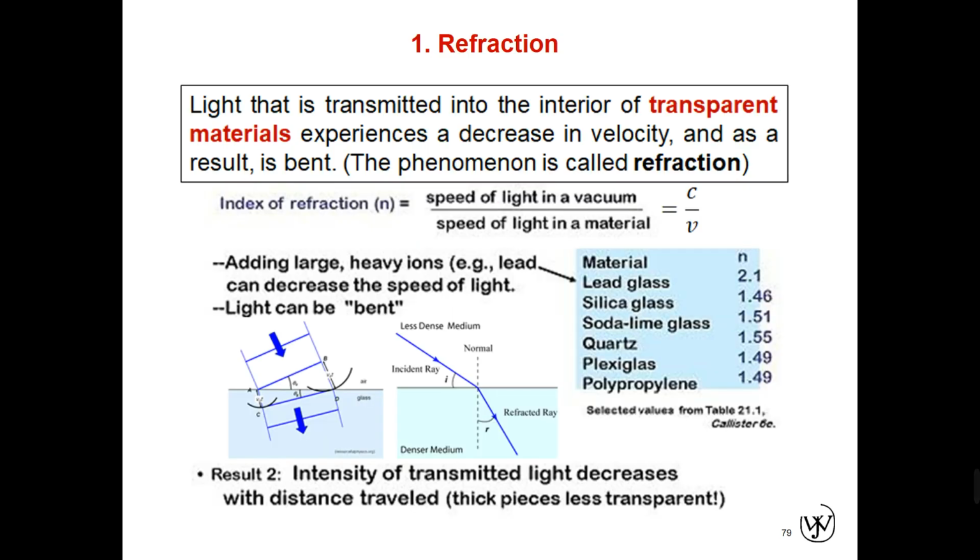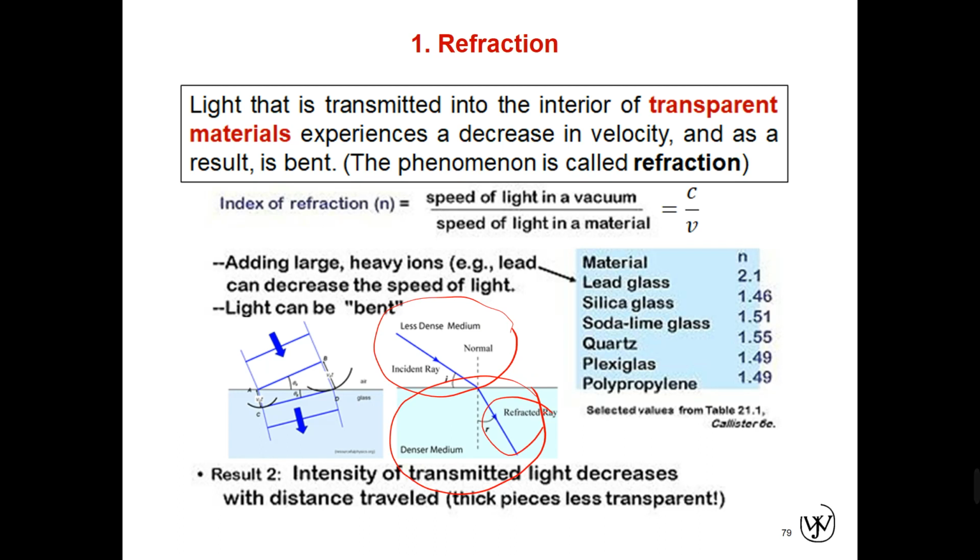Let's take a look at refraction. Light that is transmitted into the interior of transparent materials experiences a decrease in velocity, and as a result is bent. The phenomenon is called refraction. So we need to understand the index of refraction n, which can be found from this equation: speed of light in a vacuum divided by speed of light in a material. So in this figure, above is the vacuum and here is the material. So this is the refracted ray.